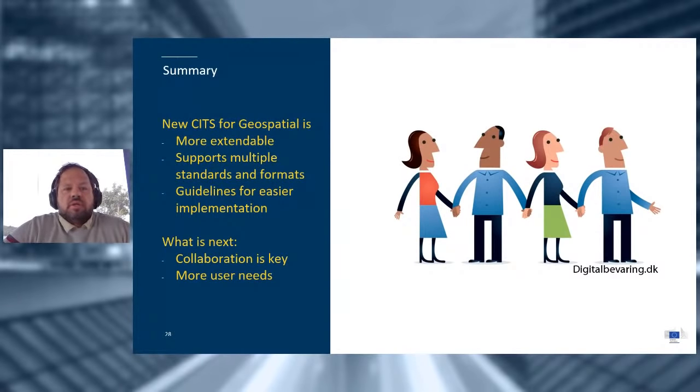So to summarize, the new SIPS for geospatial is more extendable. It supports multiple standards and formats, and it includes new guidelines for easier implementation. But to actually implement this the proper way, you need to collaborate with us, with someone who knows more about geospatial records, with different archives, with different data producers, because I think that the power is in numbers, and we want this SIPS specification to actually be created in the future by using information from the ground up. And by getting information from you guys, what you need and what you would like to do in the future, then we could get your user needs and create a better product for you, so that we can make digital Europe interoperable in the geospatial domain.